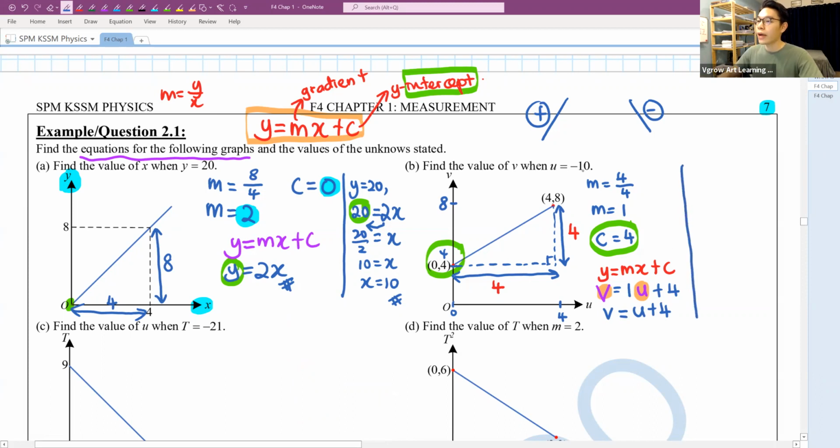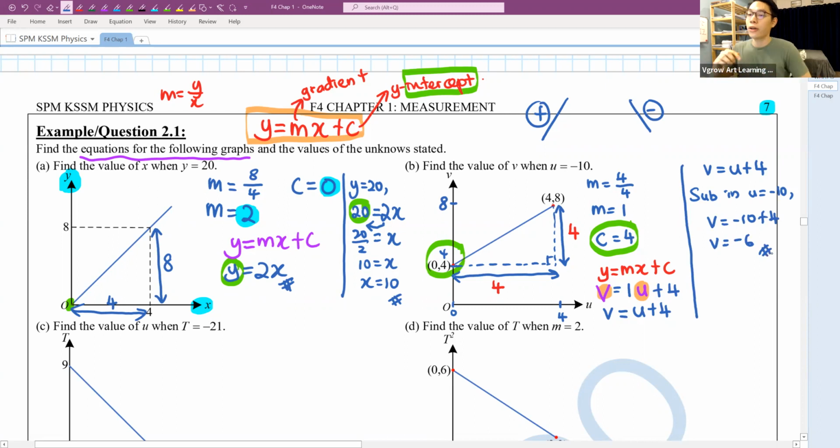Now they ask you, find the value of v when u is equals to -10. You see this equation? If I put inside a u value, of course I can find a v value. Or if the question gives me a v value, I can definitely find out a u value also. So I'm going to substitute u as, like you can write properly, sub in u equals to -10. So v will be equals to -10 plus 4. Then you can use your calculator. -10 plus 4 is -6.